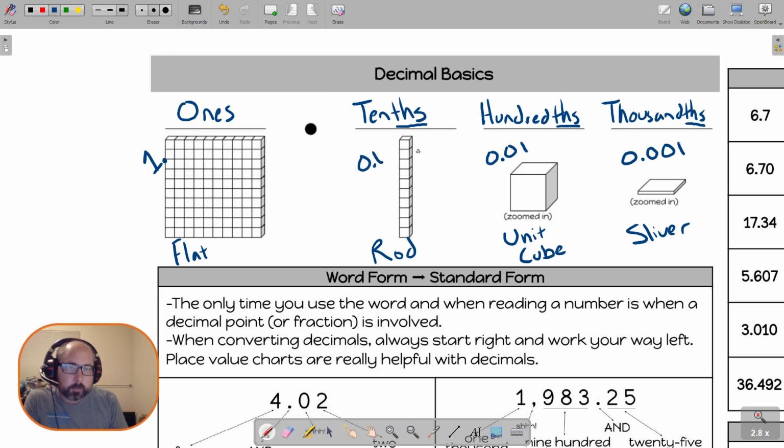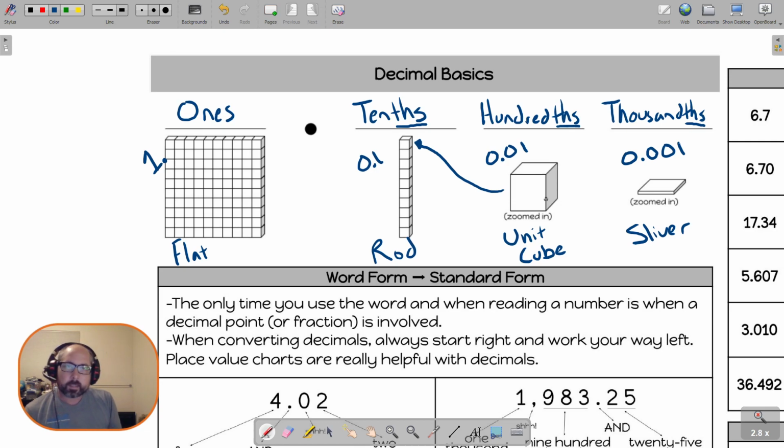Okay, we can keep doing that. This unit cube, which it says is zoomed in, that would come from just one of those. Okay, and the sliver would be like taking this unit cube and literally just slicing off the top, provided that you could do that 10 times or have 10 pieces. Okay, so those are the base 10 blocks that we're going to use with decimals.